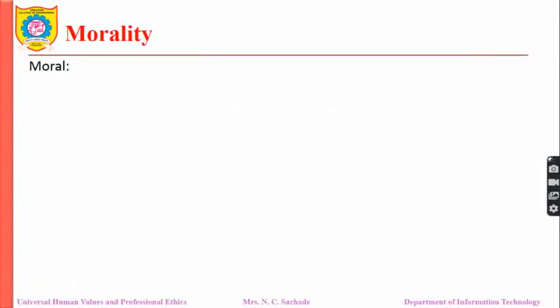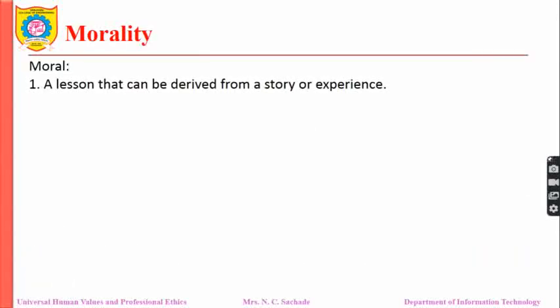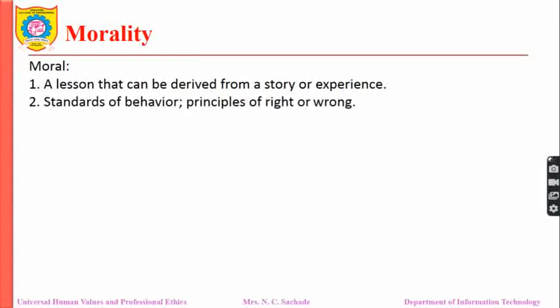Now we are going to talk about morals. So the dictionary meaning is, this is what we found out when we were talking about stories: a lesson that can be derived from a story or experience. So at the end of a story, we have this moral of the story. That is a lesson that we learn from that story. The second meaning is, morals are standards of behavior, principles of right or wrong.